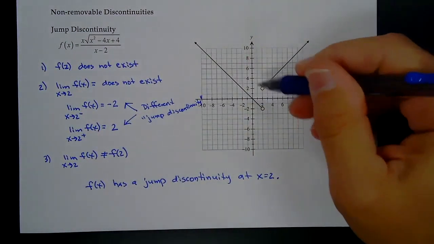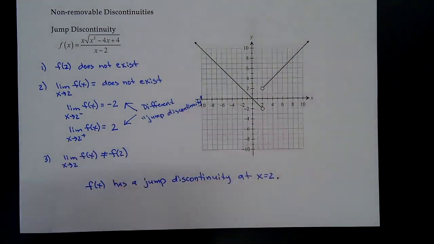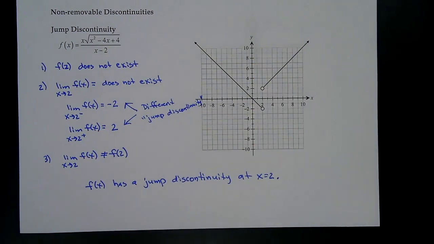All right, so this is coming in from both sides. That's why it's a jump discontinuity. All right. Okay, let's go to the next one.